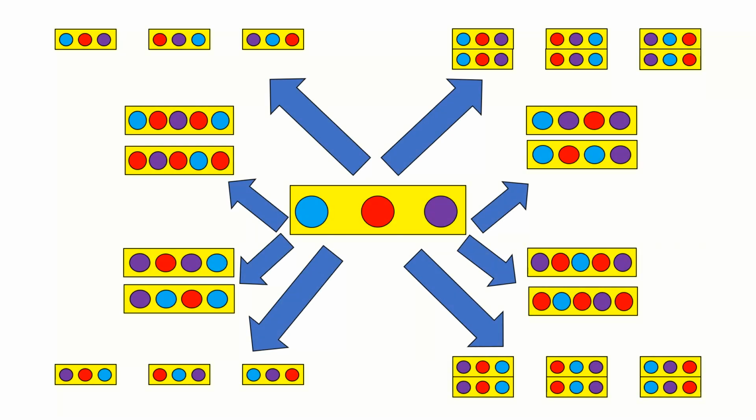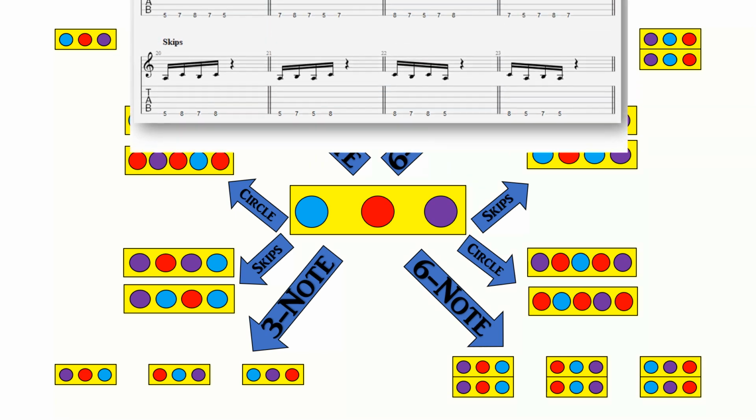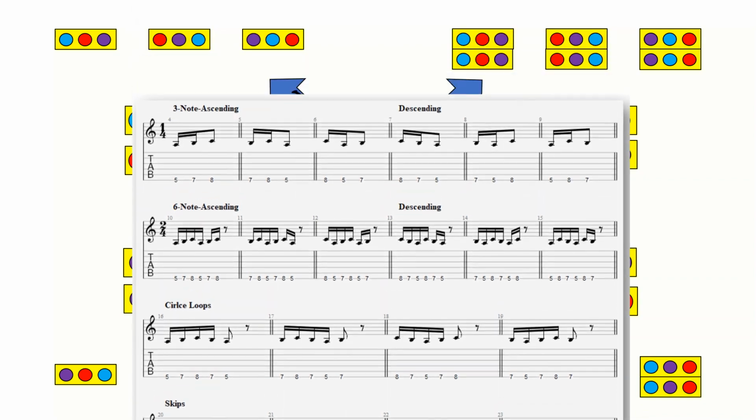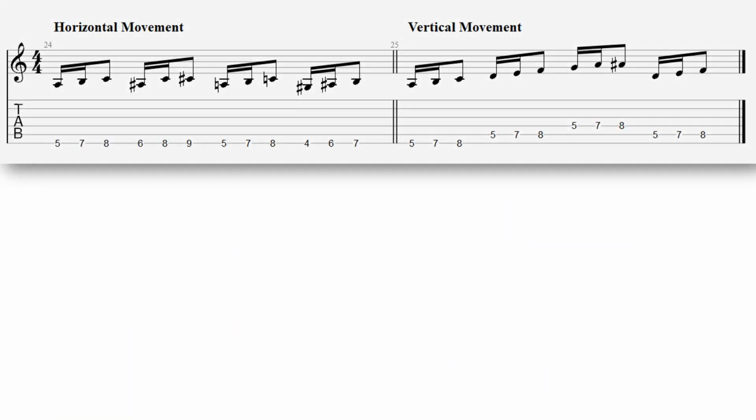The goal is to establish singular impulse loops for all 20 possible arrangements of our 3-note finger combination. If you're interested, I've tabbed out these combinations on a worksheet linked in the description. Once a loop is comfortable in a stationary position, practice moving it horizontally and vertically.